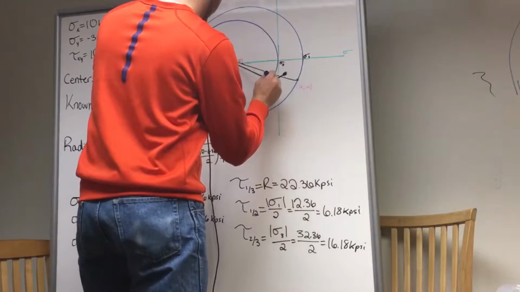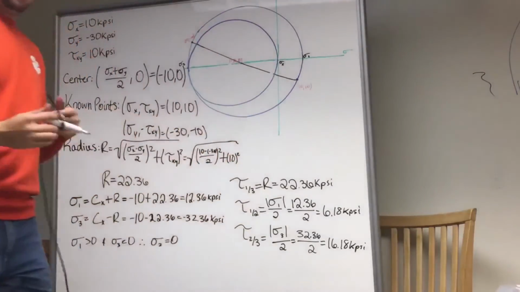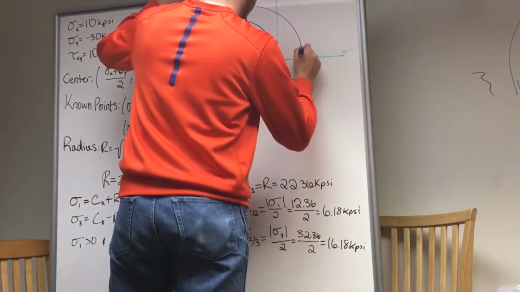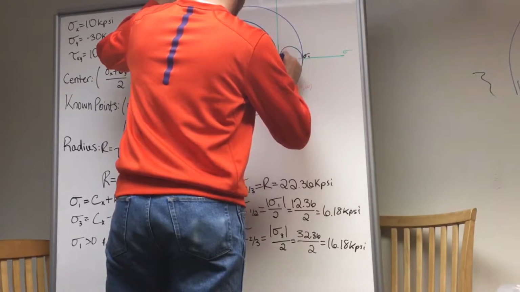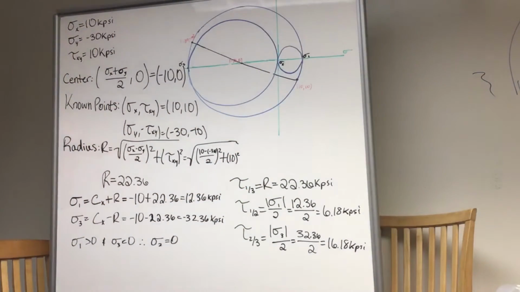This finishes all calculations for the Mohr's circle. The completed Mohr's circle shows the principal normal stresses and maximum shear stress. The principal stresses are sigma 1, sigma 2, and sigma 3, and the max shear stress is tau 13.